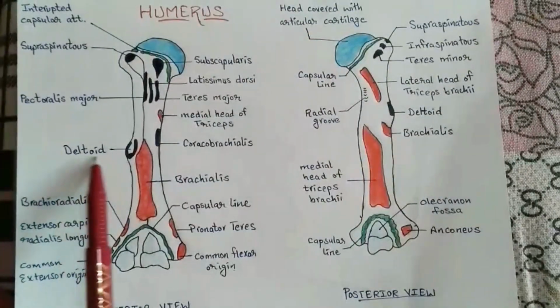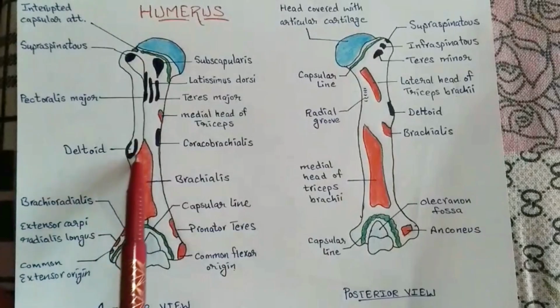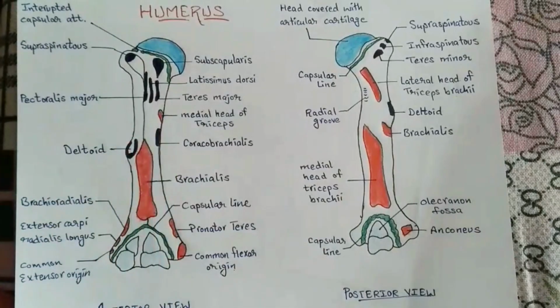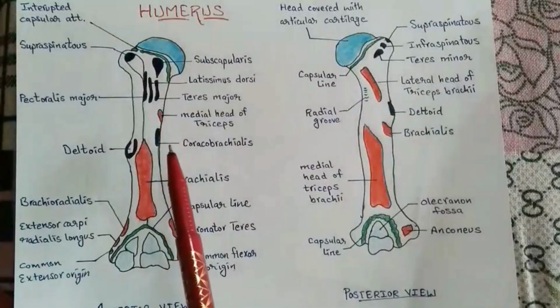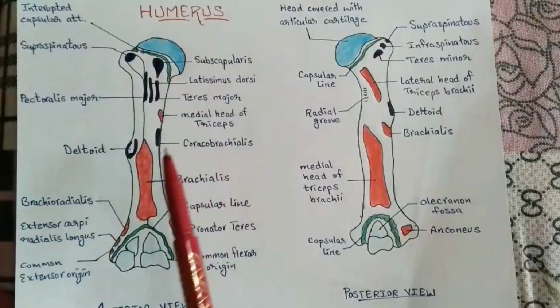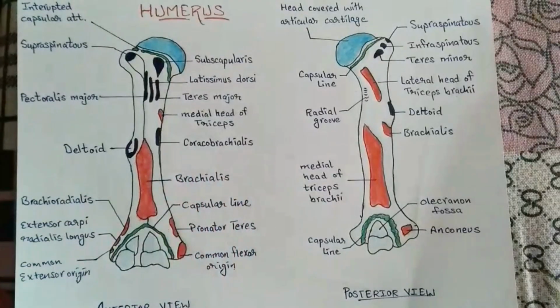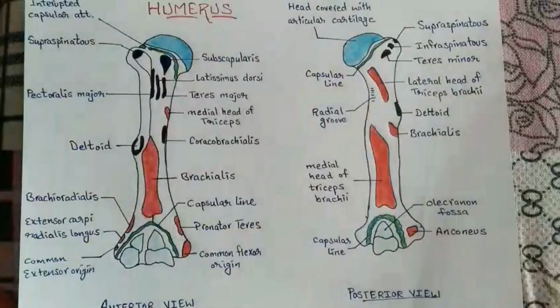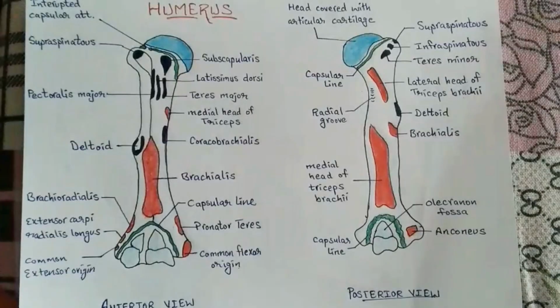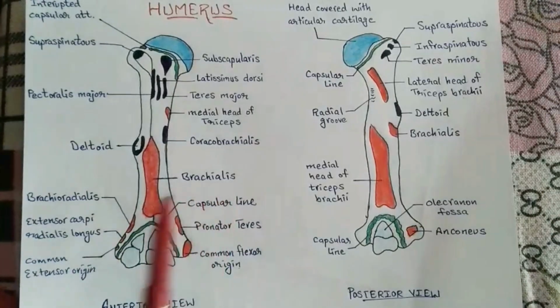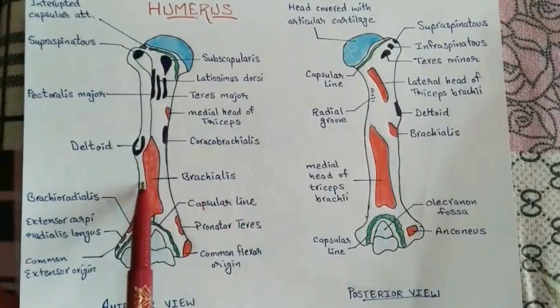The deltoid muscle is inserted on the deltoid tuberosity on the lateral border, and coracobrachialis inserts on the middle of the medial border. Now looking at the origin of the muscles on the humerus, the brachialis muscle arises from the lower half of the anteromedial and anterolateral surface of the shaft.